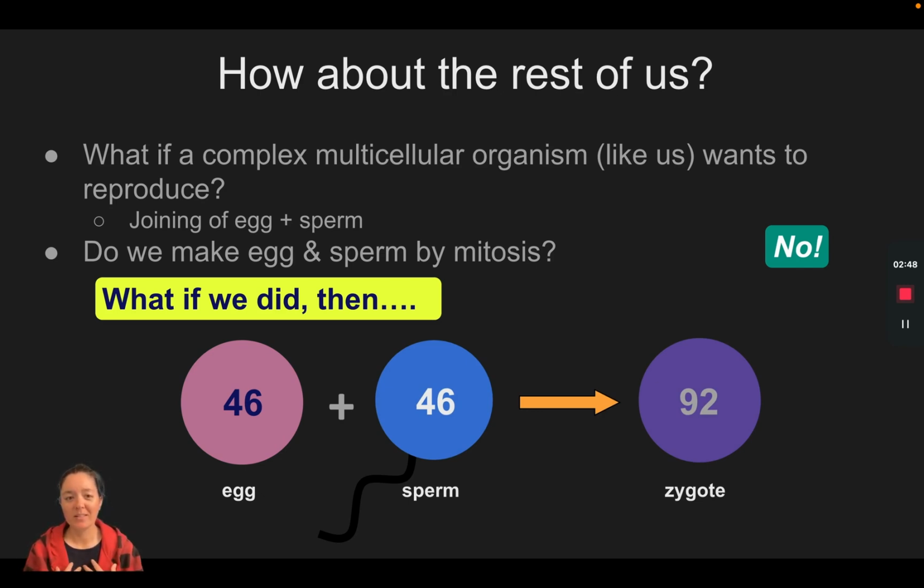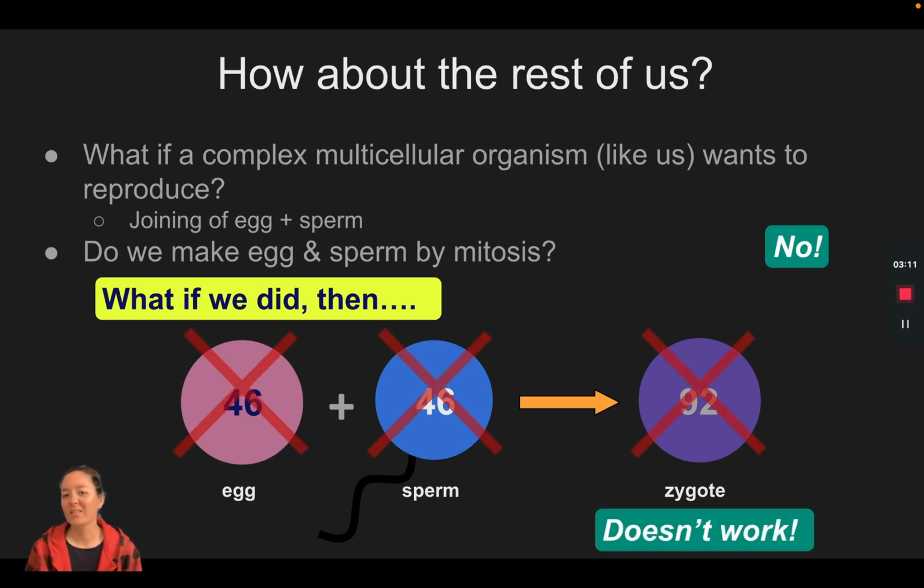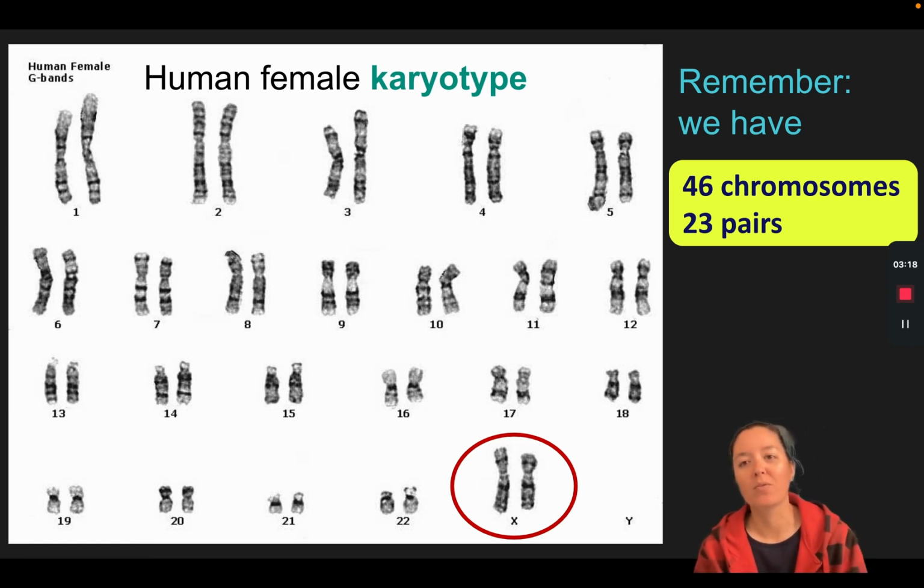Humans and most other organisms have a set number of chromosomes. Humans have 46 chromosomes, 23 pairs, and if all of those were to go into a baby, that would be one messed up baby with 92 chromosomes. It can't work that way. So we have to remember the numbers of chromosomes.